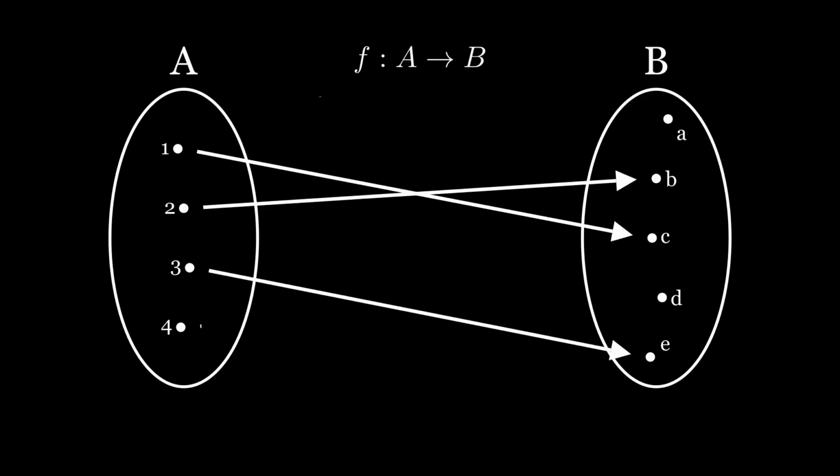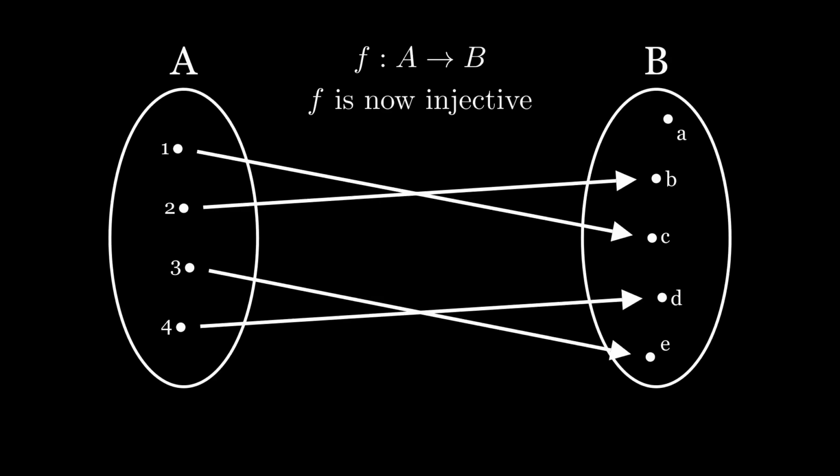So if we make sure that 4 goes to D, F is now injective, because when we try to reverse it, everything only goes back one way. C can go to 1, B can go to 2, D can go to 4, E can go to 3. Some people like to use the word 1 to 1 because an element in A is matched up 1 to 1 with an element in B.